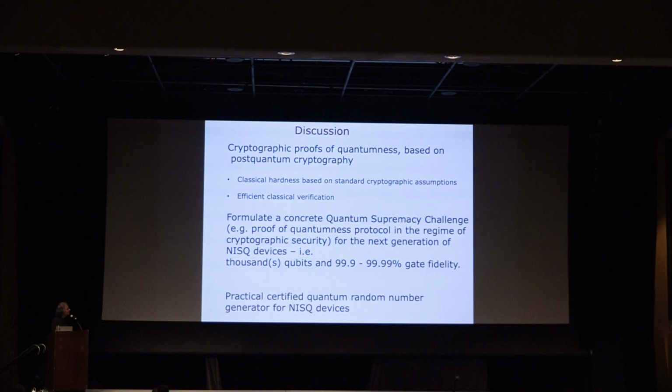There's this challenge that we've been working on, on and off. Can we formulate a concrete quantum supremacy challenge based on these kinds of schemes for the next generation of NISQ devices? Meaning 1,000 qubits, maybe 4 nines of gate fidelity. We've managed to do this in a way that achieves these goals and is correct. But unfortunately, when we achieve these goals, we soon realized that our implementations were not correct. And when they were correct, they didn't really achieve these goals. So we're still trying to see if we can actually achieve this with a protocol which you cannot break classically.